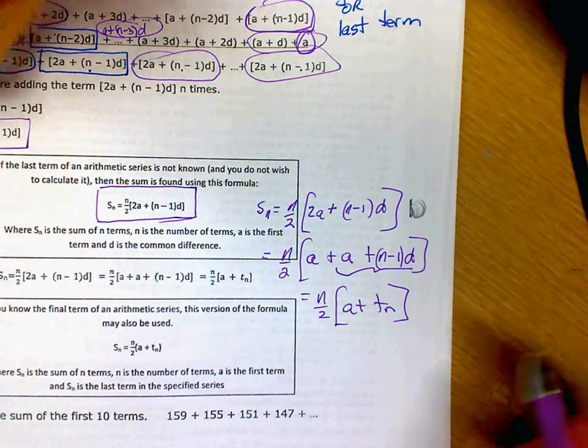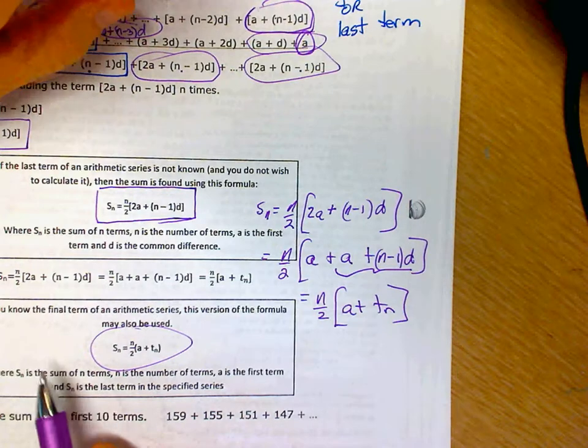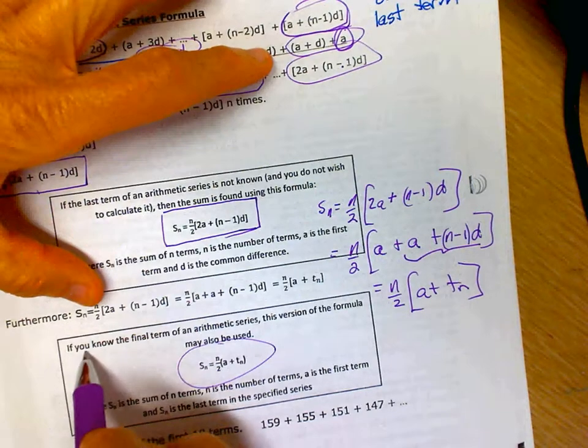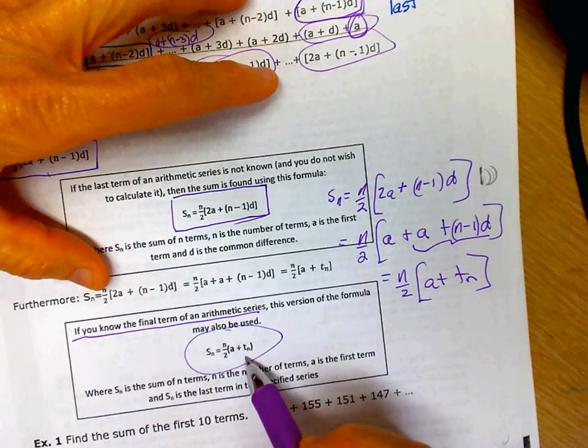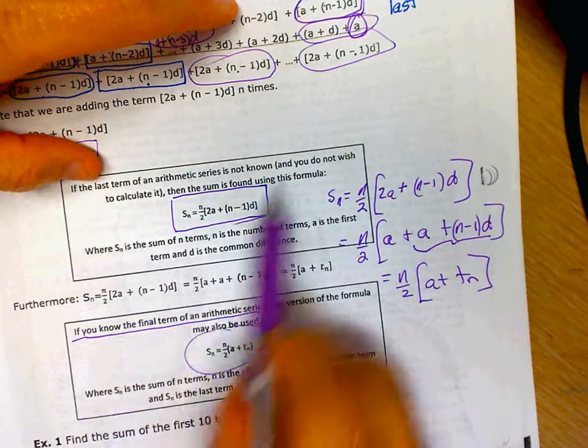So it's another way. If you know the final term of the arithmetic sequence, use this sum formula. If you don't know it, then use this formula.